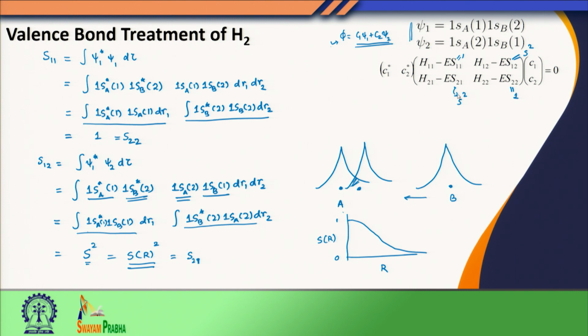So, in today's class we saw what the overlap integrals are. We still have to look for the energy integrals, because these quantities H11, H21 or H12 are not yet known. That is what we will discuss in our next class: how we will get these energy integrals, and once we have the energy integrals, we can solve this secular determinant and then find the eigenvalues and eigenfunctions corresponding to the hydrogen molecule.